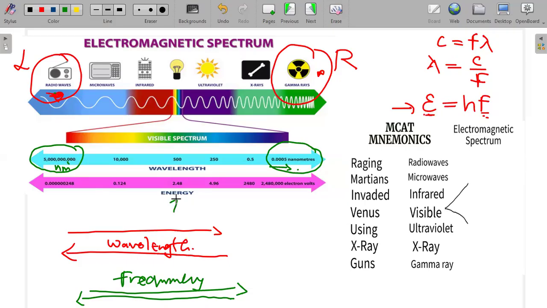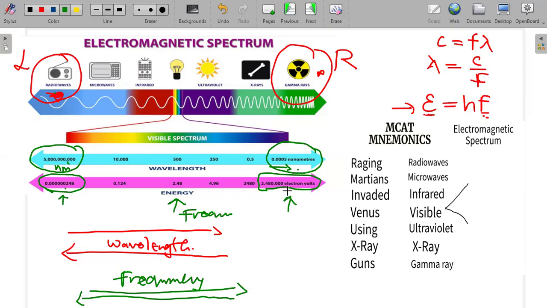Then when I'm talking about energy, which is just the same as the frequency, you can see that moving from the radio, I have a very small frequency there. I mean, this is actually energy, not frequency. So I have a very low energy here. And then as I move from the radio waves to the gamma rays, my energy does what? Increases. So that relationship, you have to have it in your mind. You have to understand that concept.